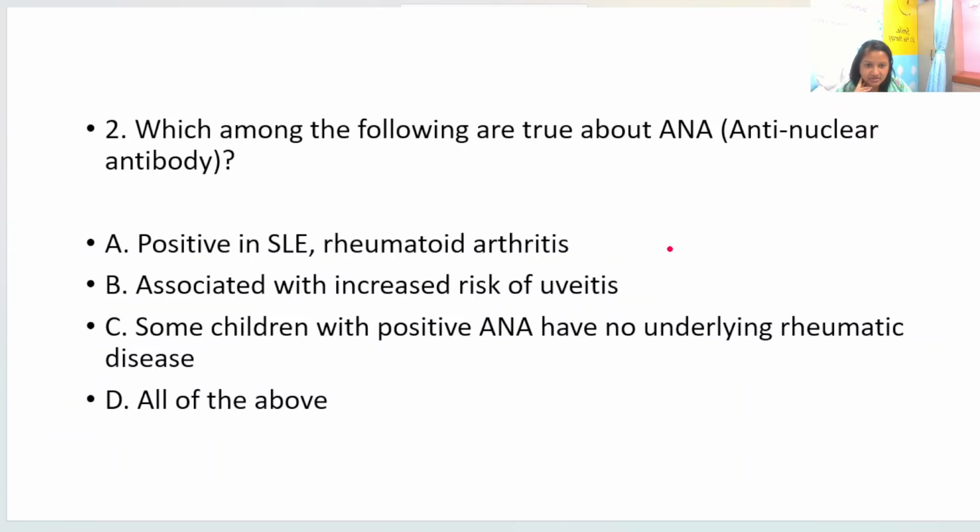Which among the following are true about ANA, anti-nuclear antibody? Option A is positive in SLE, rheumatoid arthritis, associated with increased risk of uveitis. Some children with positive ANA have no underlying rheumatic disease, and all of the above. So what is true about ANA? ANA is positive in SLE and rheumatoid arthritis. Yes, this is true. It is associated with increased risk of uveitis. This is also true. Some children with positive ANA have no underlying rheumatic disease. This is also true. Nearly 30% of children who have a positive ANA on blood do not have any underlying rheumatic disease. So the answer to this question is all of the above are true.